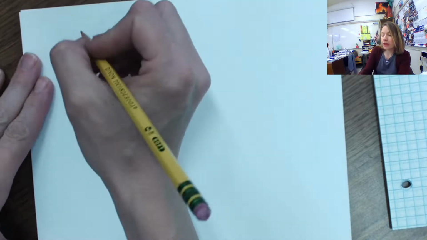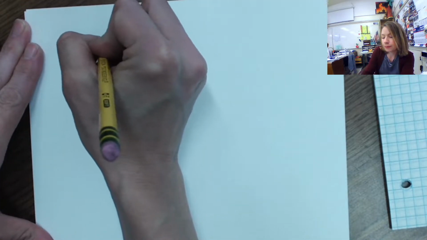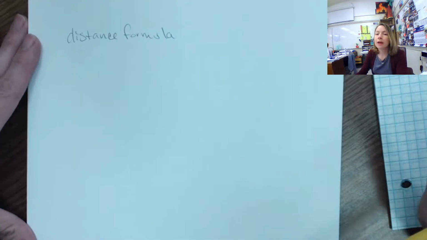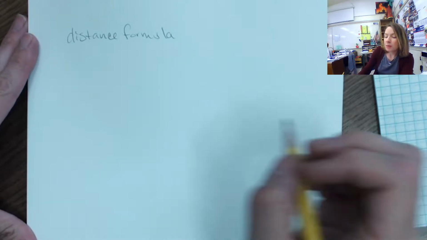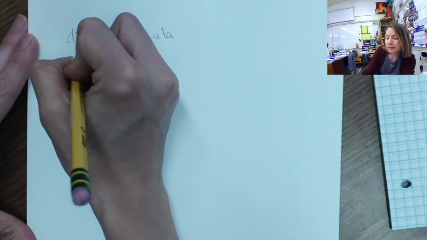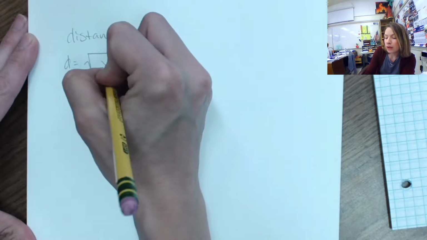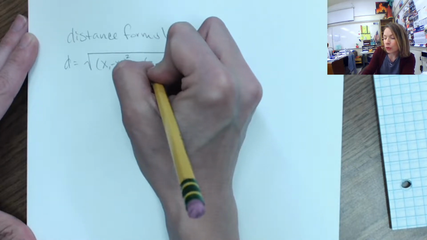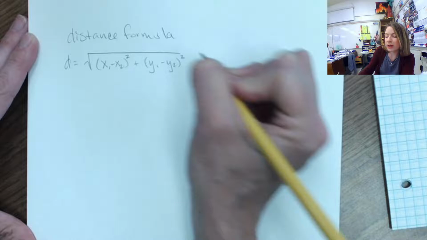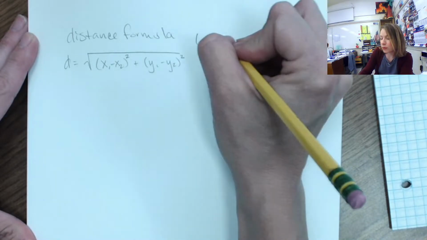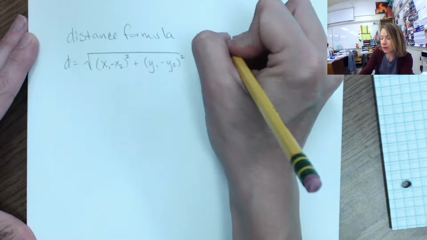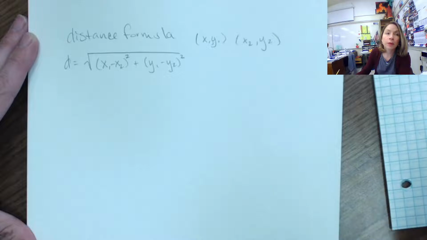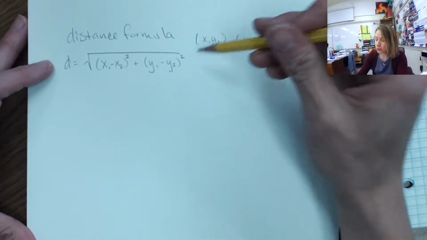So, the first thing that we want to look at is the distance formula. Now you looked at this briefly in Math 1, but it's been a while since we've used it. The distance formula looks like this. D is equal to the square root of (x1 minus x2) squared plus (y1 minus y2) squared. And this is to help you find the distance between 2 points, which would be (x1, y1) and (x2, y2). Okay, so those are your 2 points. This is the formula that we use.